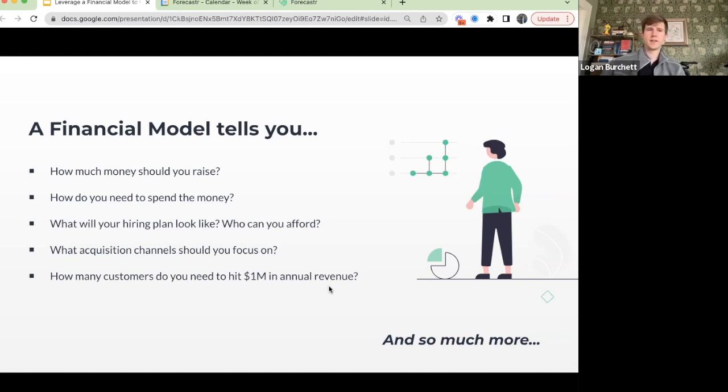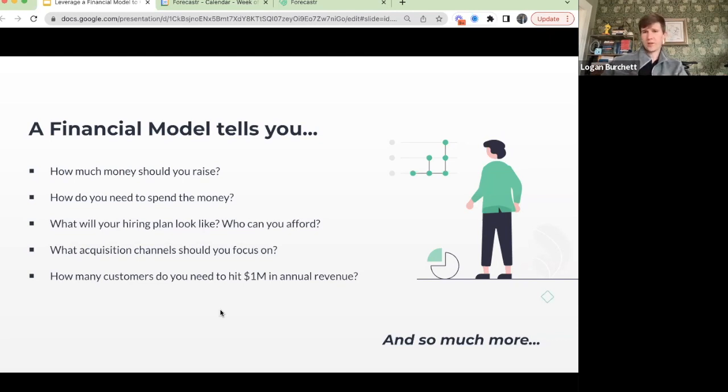So it'll answer things like, how much money should you raise, right? How are you going to spend that money once it's raised? A lot of times people will go to market and say, we need $2 million. Okay, well, why do you need $2 million? And that's where they falter. A good financial model will answer, down to the cent, where you're going to be allocating those dollars and how things are going to work out.